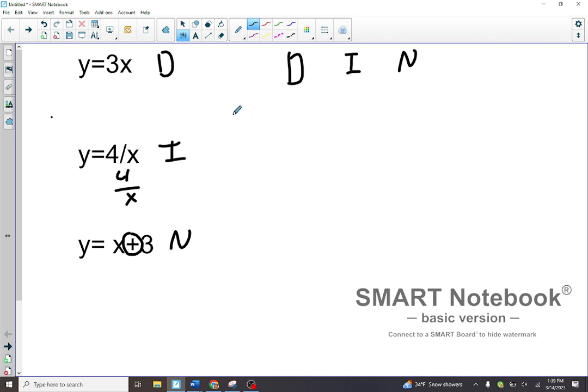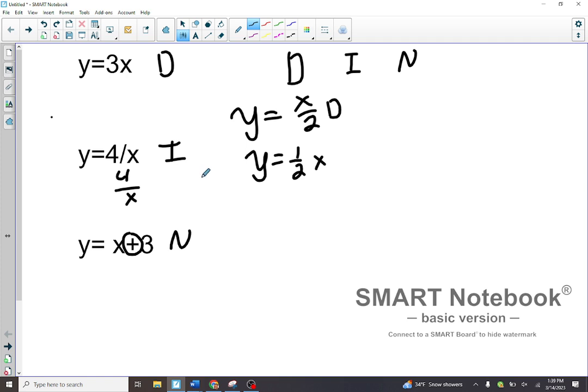Very important though. Let's say if I had something like this. Let me do it again. Y equals x over 2. This is a direct variation because it's the same thing as saying y equals 1/2 x. X is still a number on top of the fraction, or numerator, versus here, where the x is on the denominator. If it was x over 3, it'd also be direct variation. So it depends basically on just the x placement.